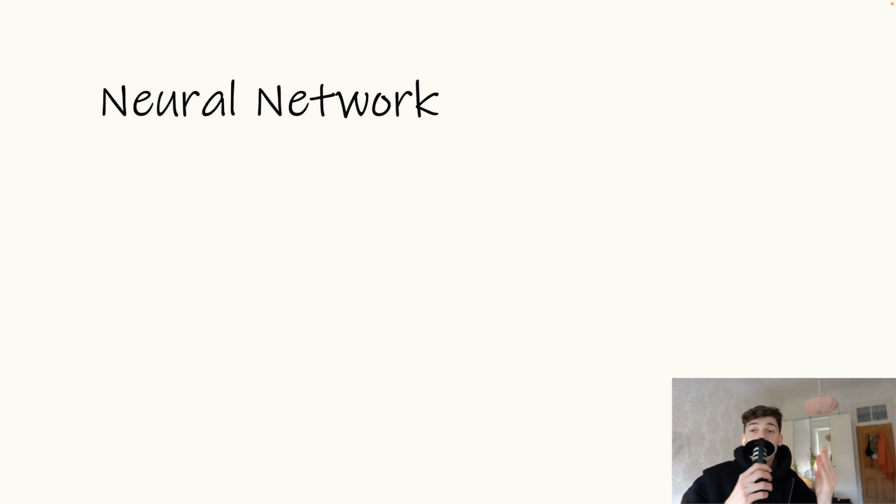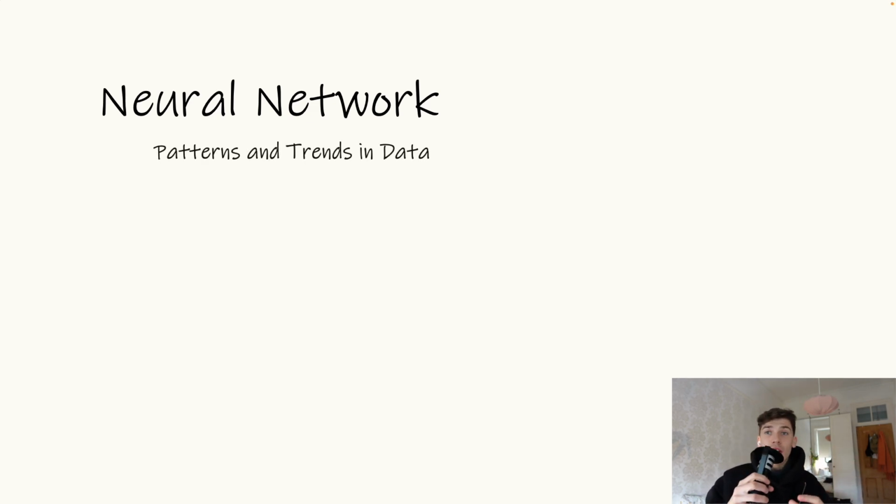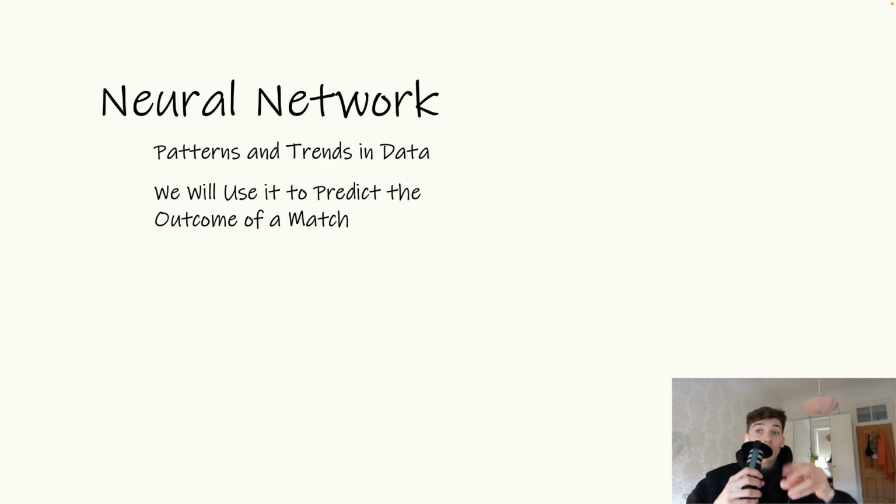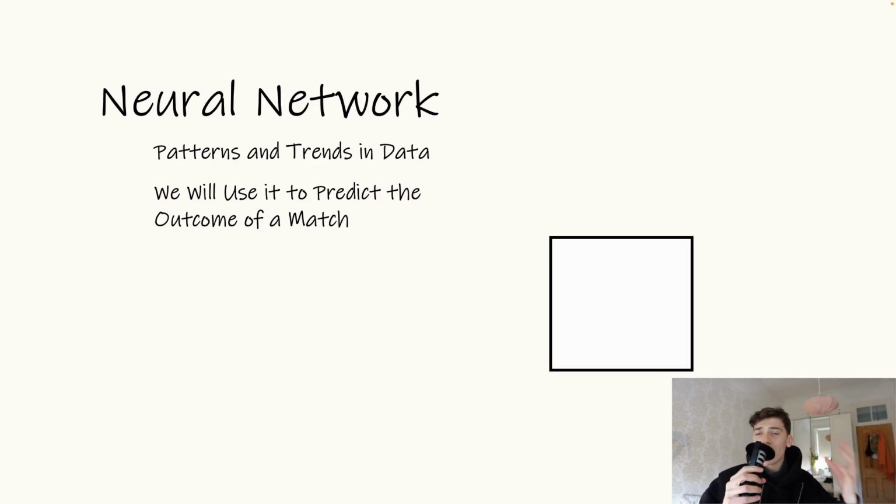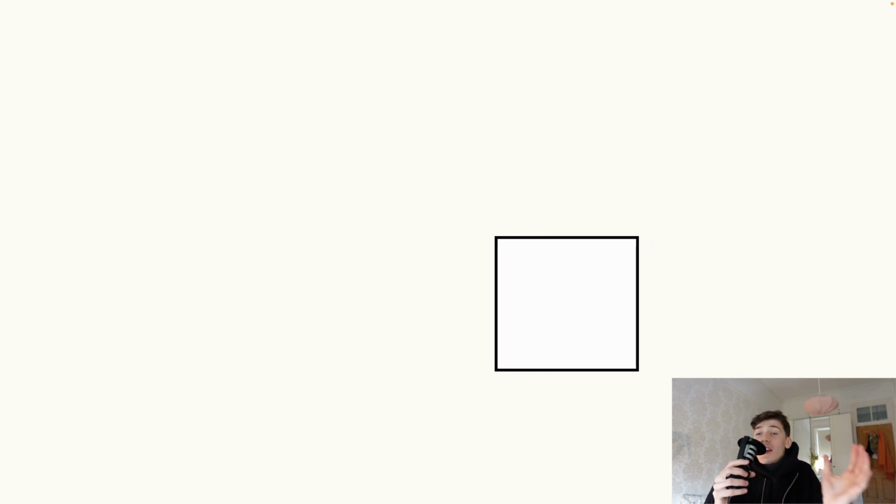So in order to generate the simulations for the Euro 2024 tournament, we'll be using something called a neural network, which is a type of machine learning. These networks are really good at identifying patterns and trends in input and output data, and we'll use this to predict individual matches, which will then in turn allow us to simulate the full Euro 2024 tournament. So a neural network is this complex AI tool, but really we can just imagine it as this box. And at the moment, this box is empty, lacking any data.